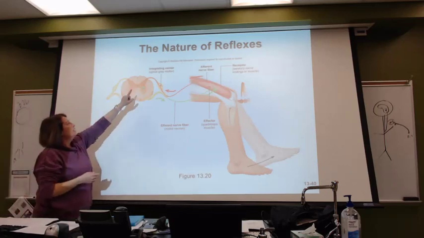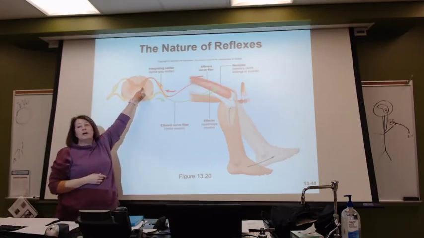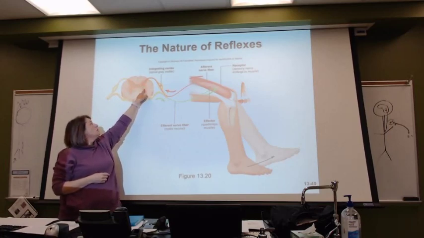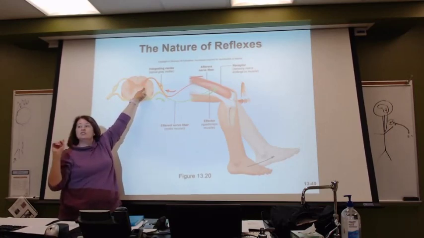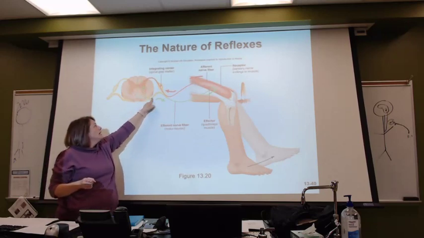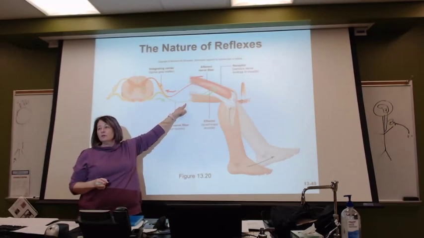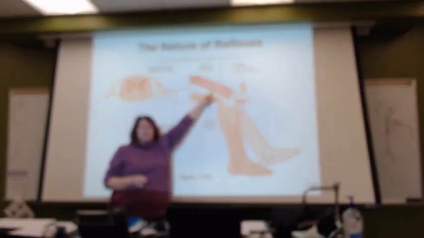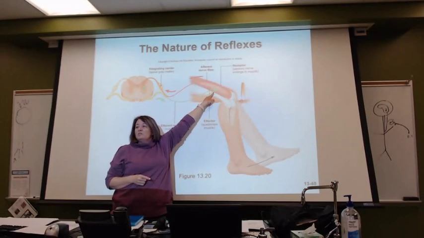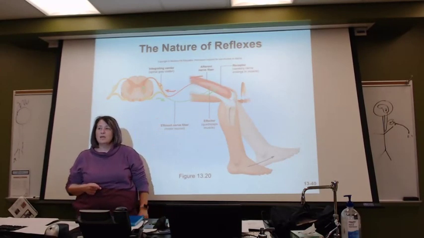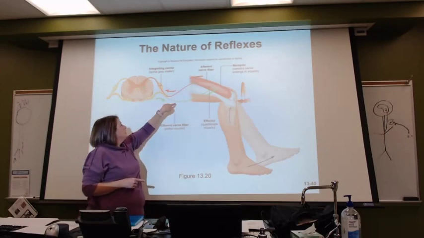So, it comes into the gray matter, where I've got nerve cell bodies. We get a synapse. Note, it synapses directly on the efferent fiber that leaves, innervates the opposing muscle to make your knee, make your leg go back to proper position. I created an arc.